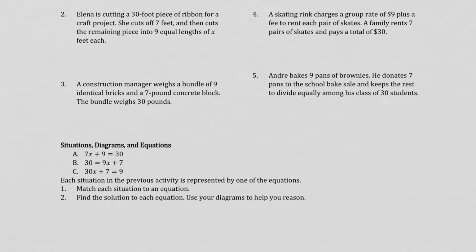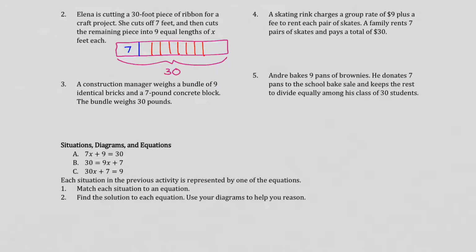So then number 2. Elena is cutting a 30-foot piece of ribbon for a craft project. So we have our long box, and the total should be 30, because the whole ribbon is 30 feet long. And then she cuts off 7 feet. So she takes 7 feet away, and then she cuts the remaining pieces into 9 equal lengths of X feet each. So there should be 9 equal boxes. Okay, and they should each be worth X.